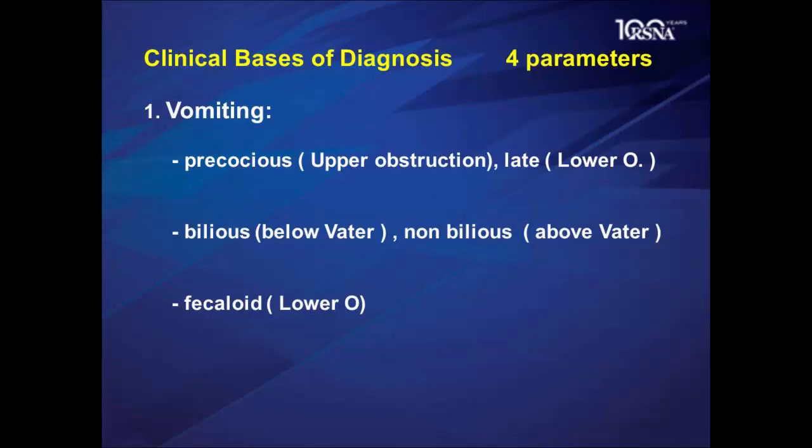Number 2, is the bilious vomiting present versus non-bilious? Then one makes an assumption that bilious vomiting is probably obstruction just below the ampulla of Vater at the duodenum level. Lately, fecal vomiting may imply the obstruction is very low, and it would happen in cases of Hirschsprung disease, for instance.